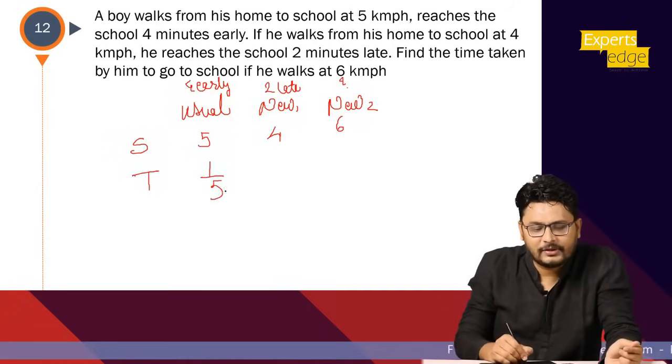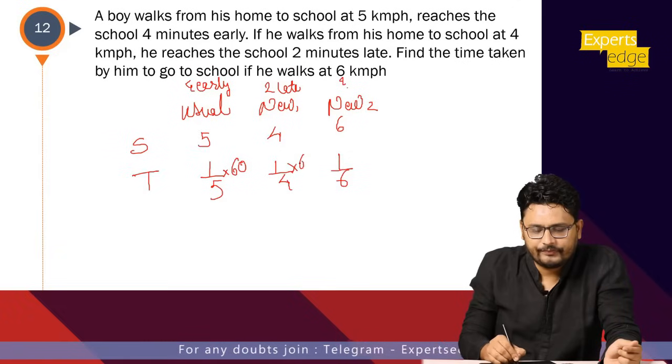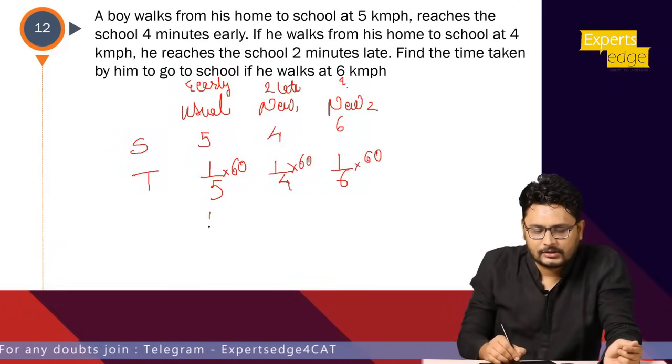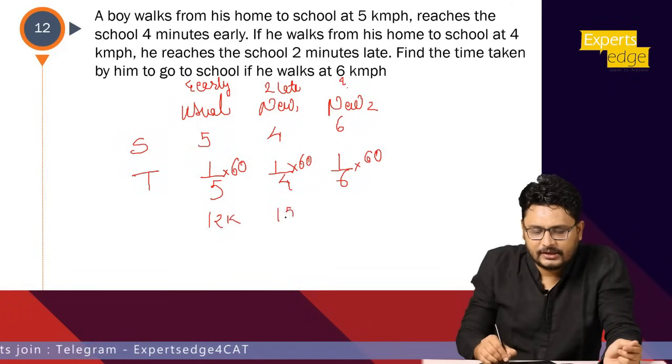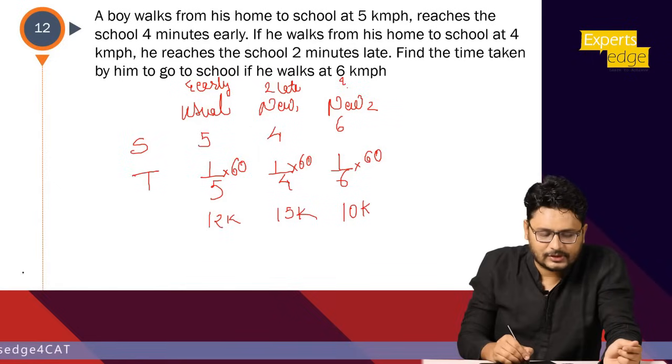It would be the inverse of speeds: 1/5, 1/4 and 1/6. LCM would be what? 60. The difference will be what? This is 12k, this is 15k, and this is 10k. Now the difference will be of the first two, right?